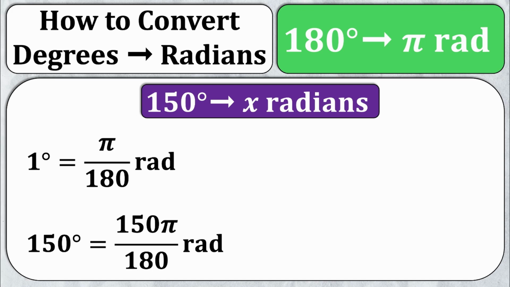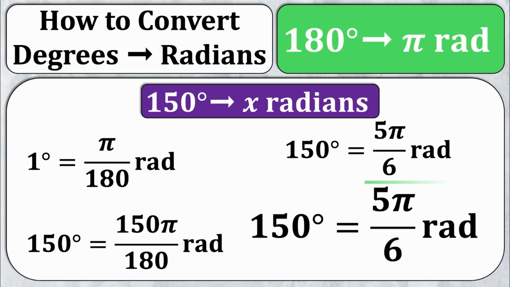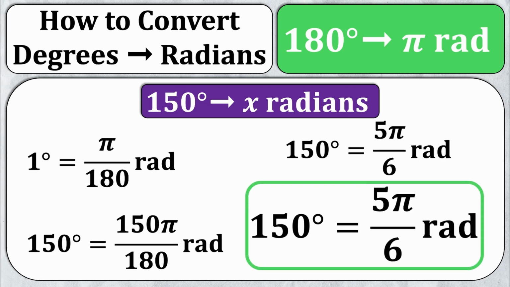Now, 150 over 180 will simplify to 5 over 6. And so that's going to give me 150 degrees is equal to 5 pi over 6 radians. And I actually can't simplify that any further, so that's my answer.